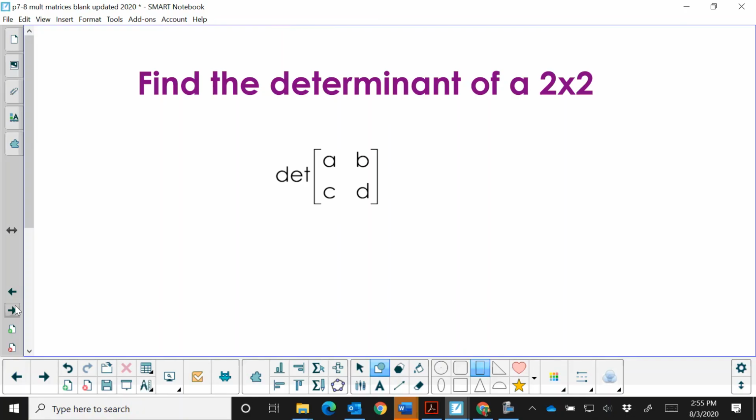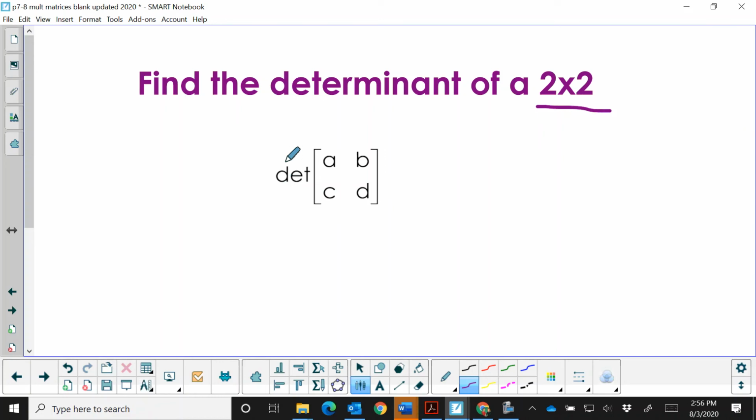So that's the end of multiplying. Now let's look at determinants. Determinants of a 2 by 2 matrix. We're going to start very simple, okay? Just with a 2 by 2 today. You'll work on the 3 by 3s tomorrow. But this is what it's going to look like.